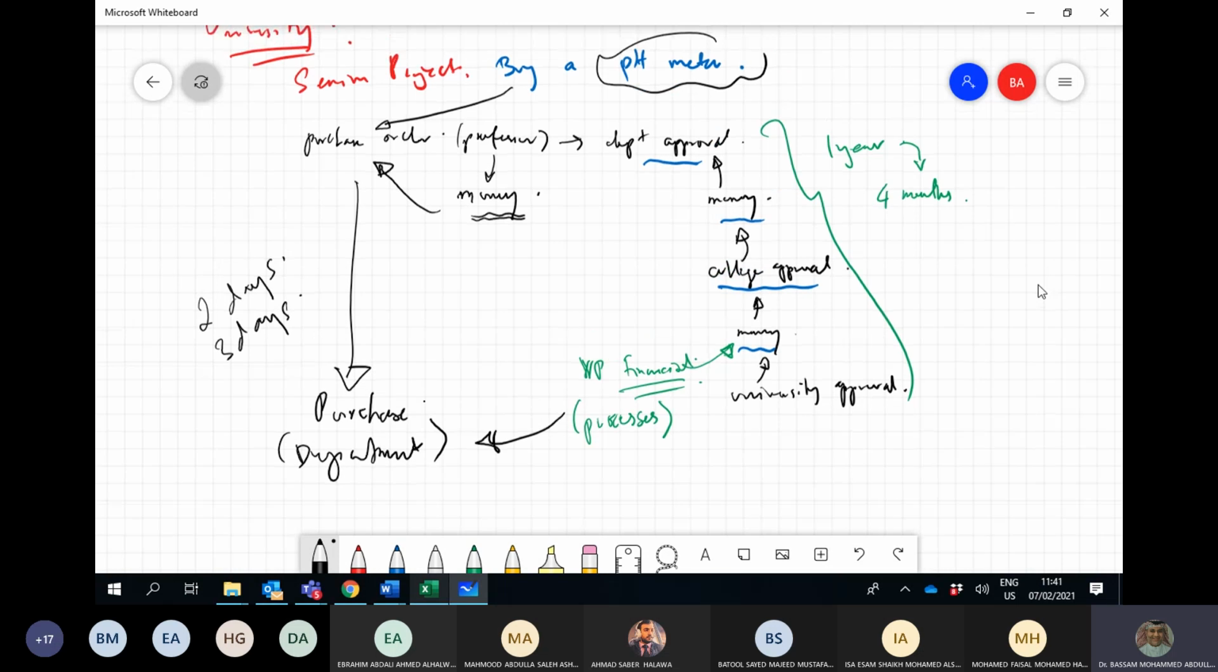What I'm trying to do here, I'm trying to change the quality management system. I'm changing the flow chart. This is the flow. I'm changing the flow to be like that. So that is one of the examples.